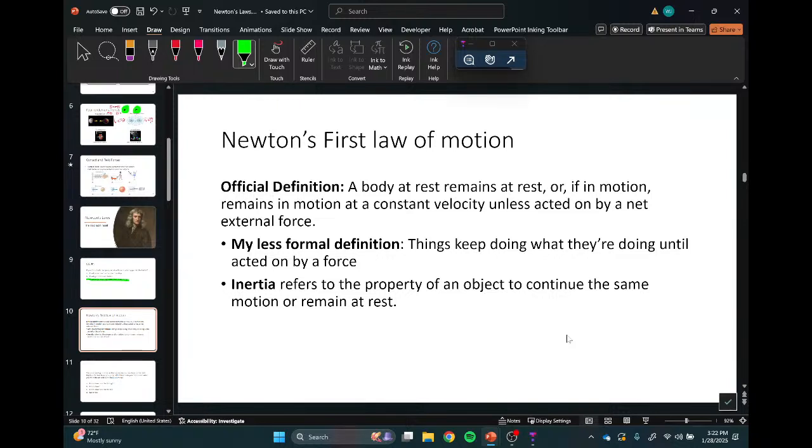But yeah, my definition: things keep doing what they're doing until acted on by a force. They will keep going in a straight line at a constant velocity until something affects them, gravity, or they hit something, or anything like that. Inertia is a word that we use to describe, well, I kind of view the word inertia as how hard it is to change what it's doing. And there's kind of two ways of this. Either it's got a lot of mass.